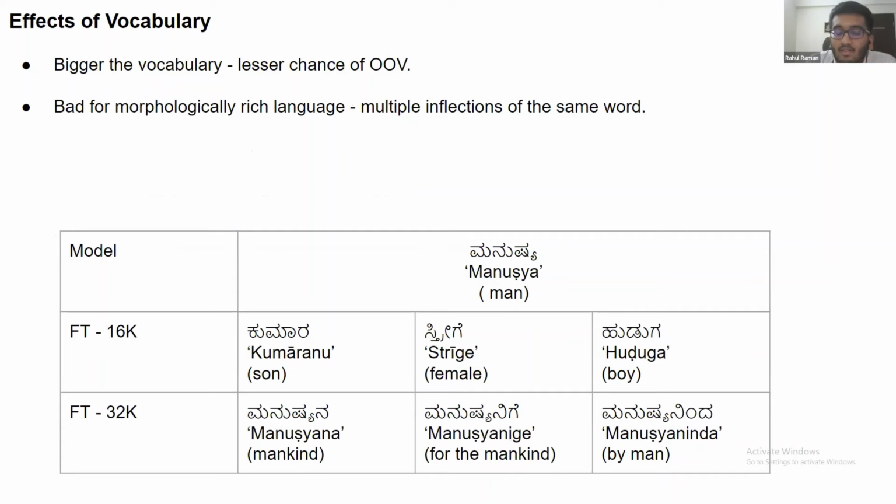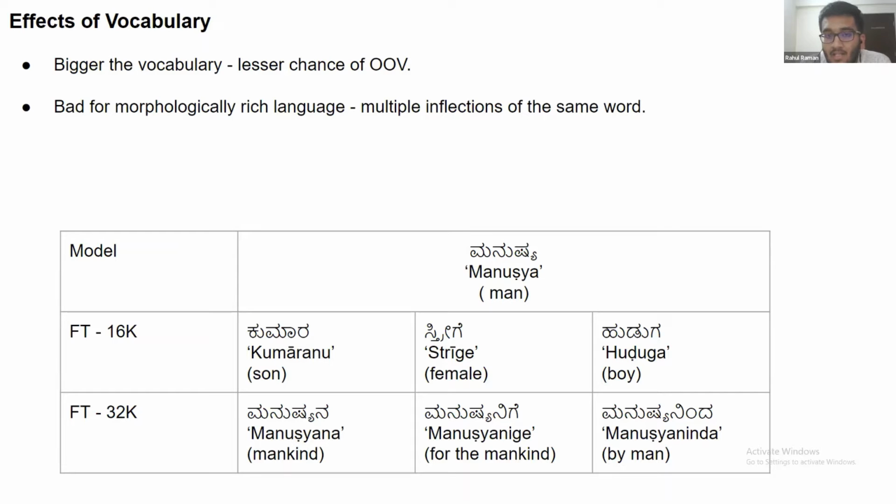Moving on to our first insight, which is the effect of vocabulary. In general, when we do any natural language task, like neural machine translation or anything, we always consider a bigger vocabulary size because we don't want any out of vocabulary tokens, which might not give us better results later on. But when we did this for a morphologically rich language, there turned out to be a slight issue.